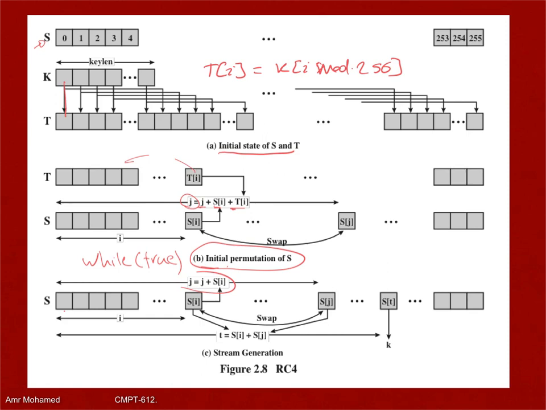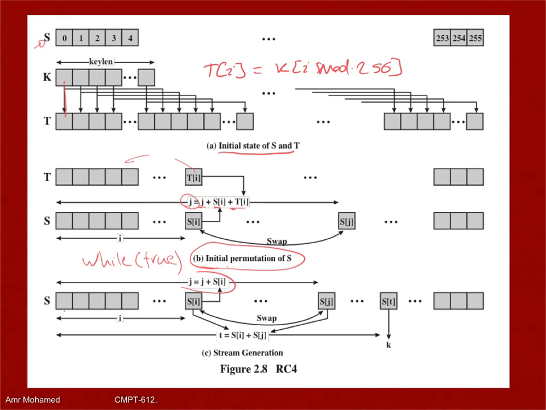While true means it's forever. As long as you need, you can generate bytes based on what? Based on J equals J plus S[i]. Then you swap S[i] with S[j] and take that byte output. So every time you do this swapping, you output the current byte. And this will be done while true.